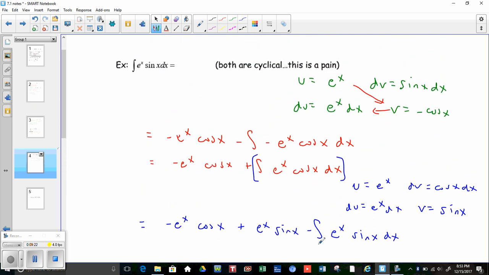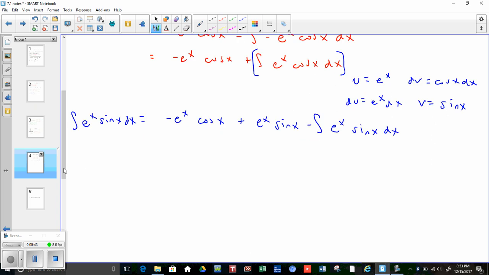All of this right here is what we're trying to integrate. So this integral of e to the x sine of x dx equals this. But I really haven't solved for this integral because I have another integral in it. What you should notice, however, is that this integral is the same as this integral. So what that means is I'm subtracting this integral over here.